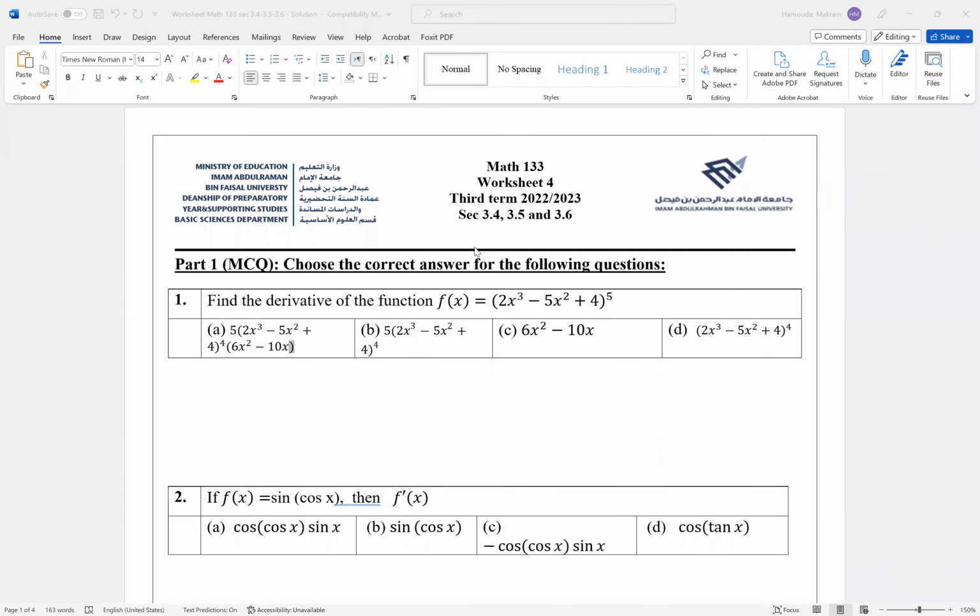Hi, this is the solution of worksheet number 4, which is about sections 3.4, 3.5, and 3.6. This is the last one for the midterm.